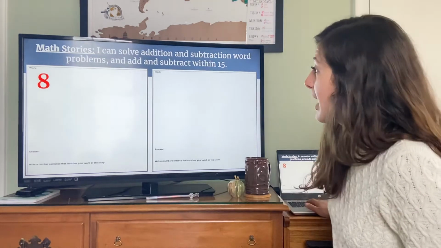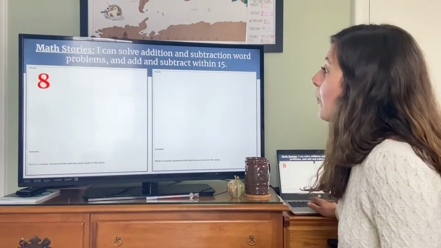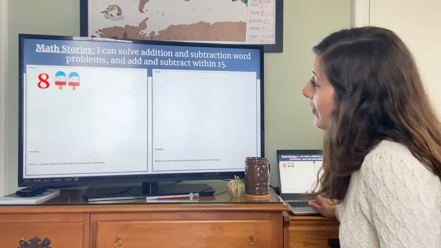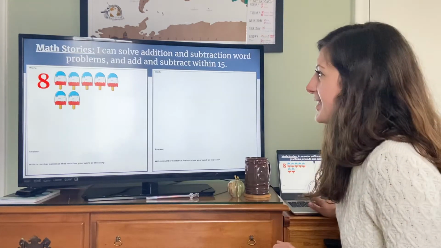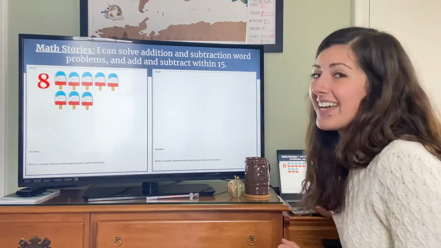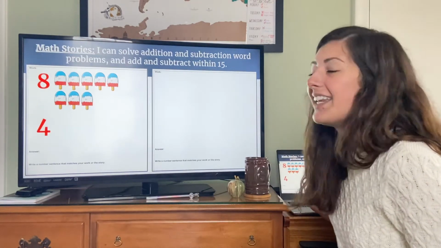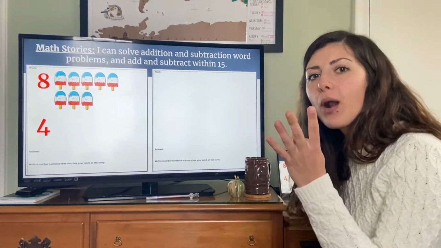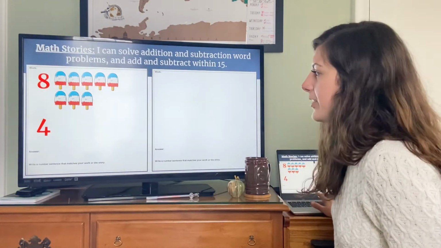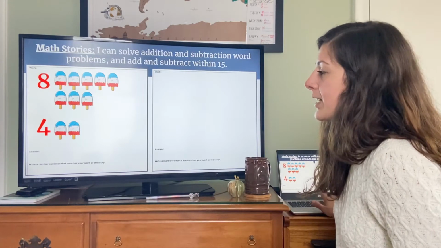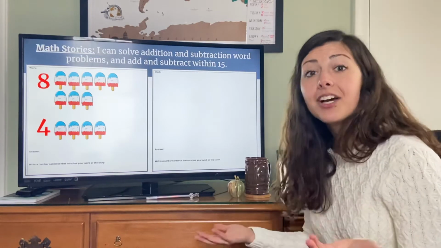She had 8 popsicles. So I'm going to go ahead and draw my 8 popsicles. 1, 2, 3, 4, 5, 6, 7, and 8. Sorry, the mouse got away from me there. I have 8 popsicles. Next, they tell me she's getting 4 more. So I need to draw 4 more popsicles. 1, 2, 3, 4. All right, I've done all of the work.